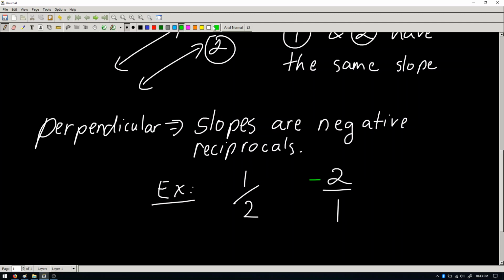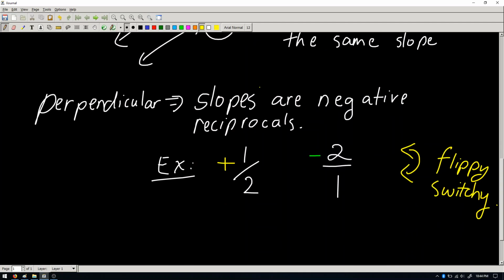You see, the sign on the fraction on the left is a positive. The sign on the fraction on the right is a negative. What I call this is flippy switchy, because you flip the fraction and you switch the sign. Flippy switchy. So that's what negative reciprocals truly are. They are slopes that have undergone a flippy switchy. Hashtag math with Marty.